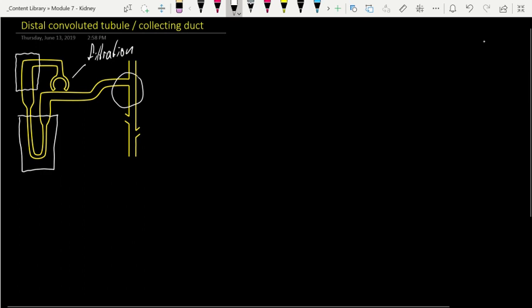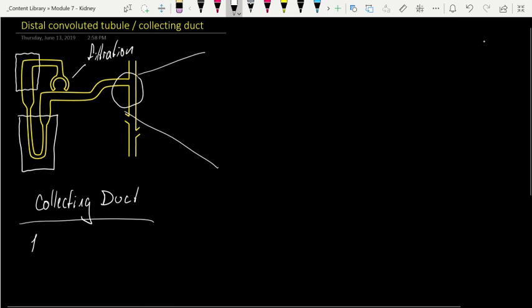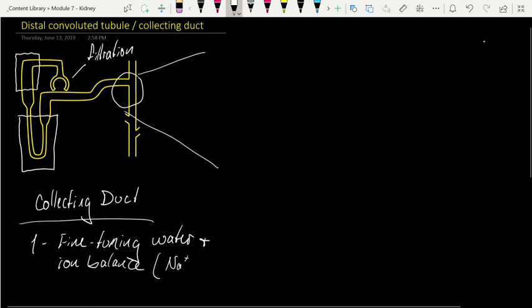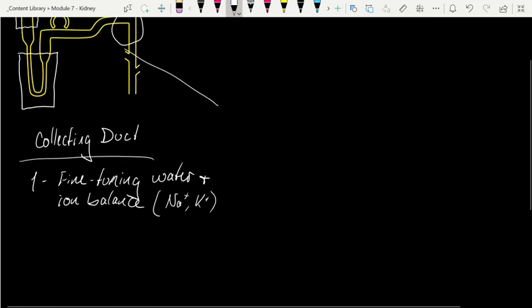So what we want to do is zoom in. And from previous discussions, we recognize that the collecting duct serves two primary purposes. Number one, this is fine-tuning water reabsorption and ion balance. And the ions in particular are going to be sodium and potassium. We haven't talked yet about potassium, but this is going to be an important place where potassium is regulated.